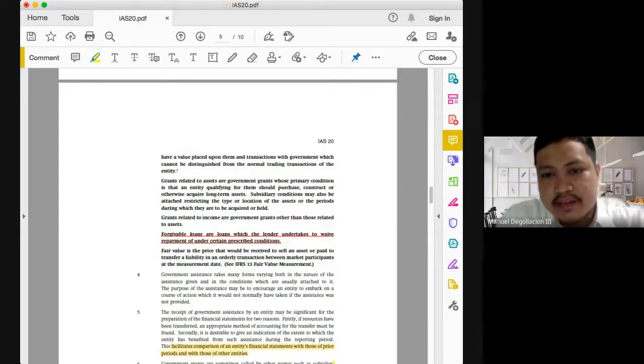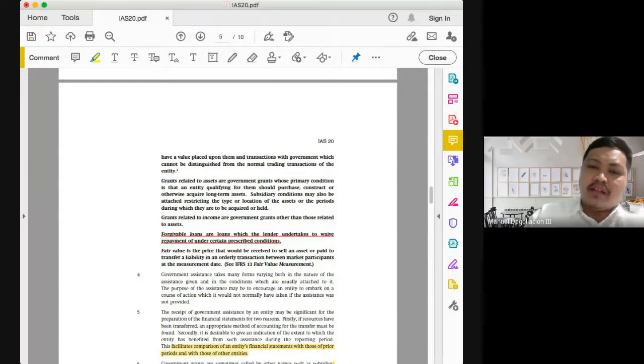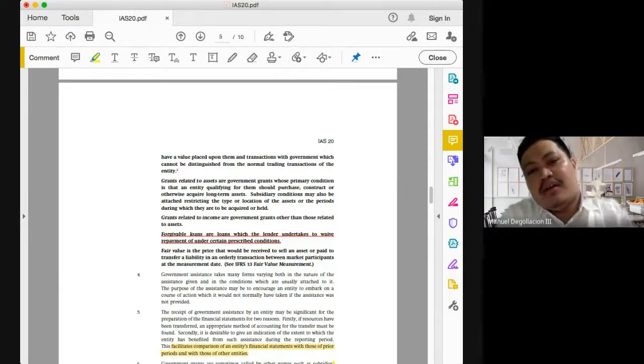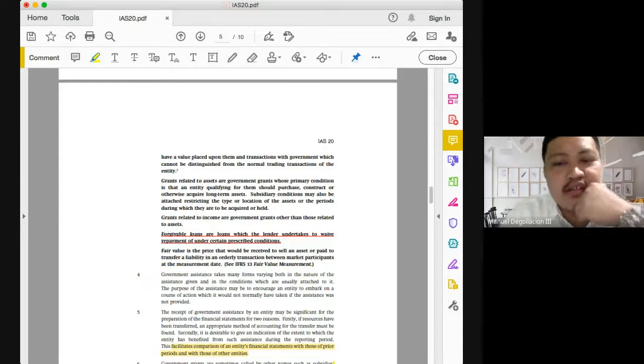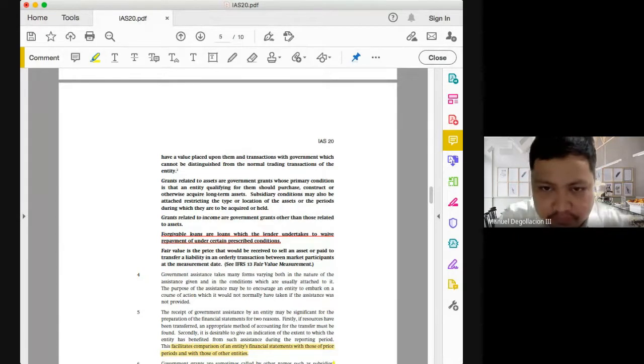Okay, the second type of grant is your grant related to income, and this is where students again who do not bother reading the text would get it wrong. They would think if grants related to assets are those that would require the acquisition of an asset, then simple-minded thinking would say grants related to income are those that will result to income. That is wrong. Okay, grants related to income, class, is a residual definition.